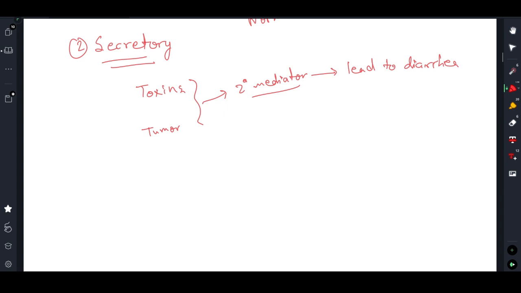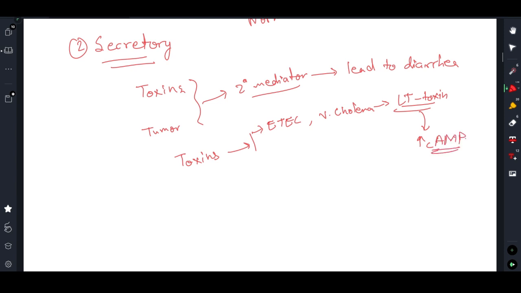So what are the possible toxins that can be a cause for secretory diarrhea? It can be due to enterotoxigenic E. coli, that is ETEC, or Vibrio cholera, which is less common now. They release heat labile toxins, which are also known as LT toxins, and what they do is they increase the amount of cyclic AMP, due to which there are secretions ultimately leading to diarrhea.